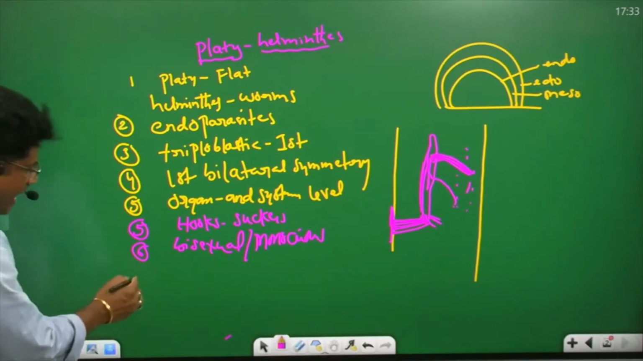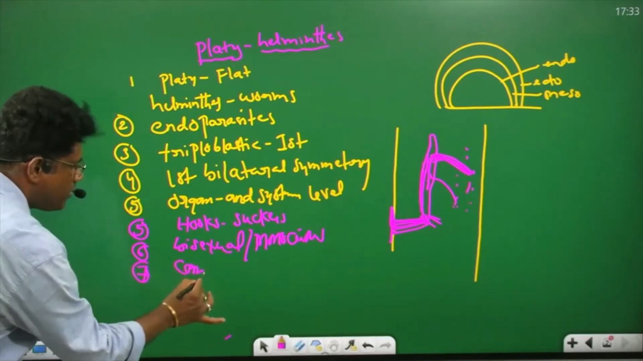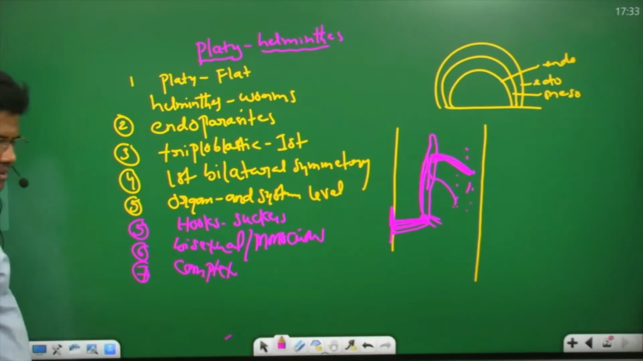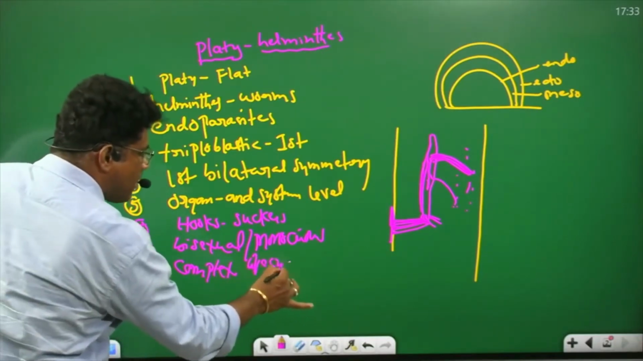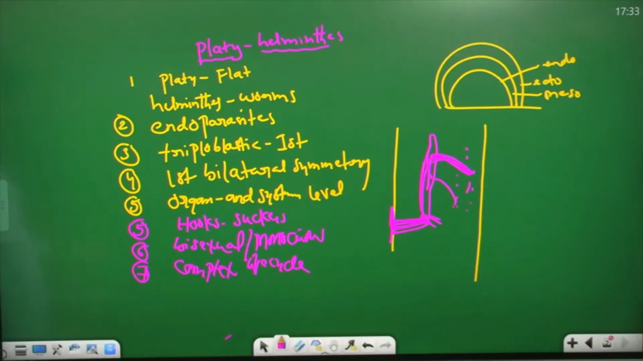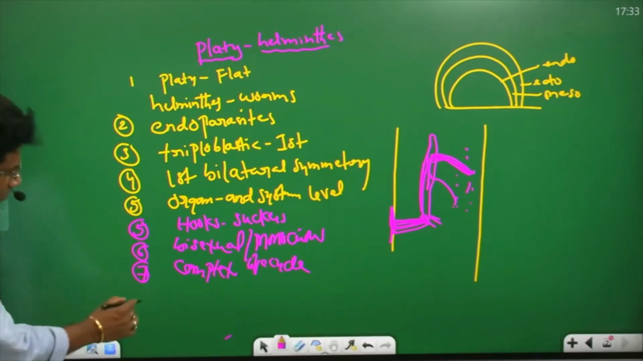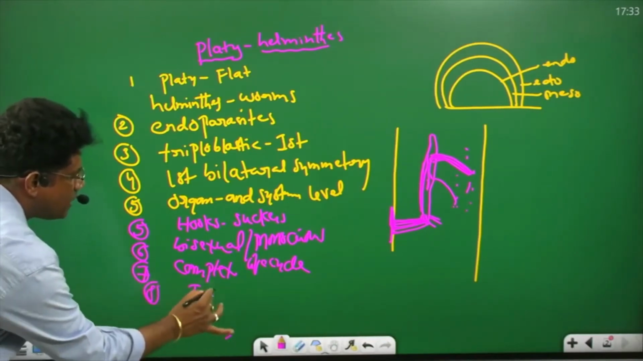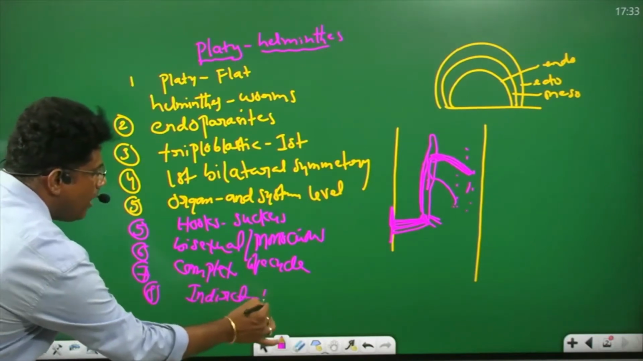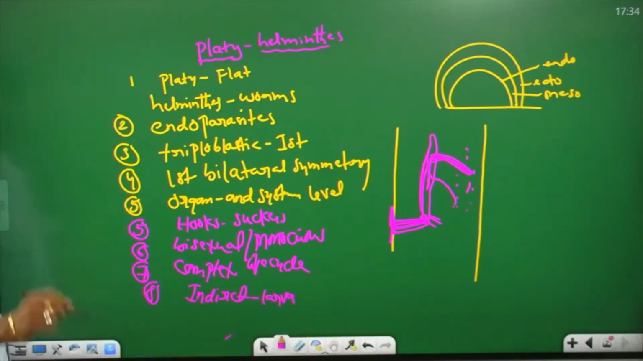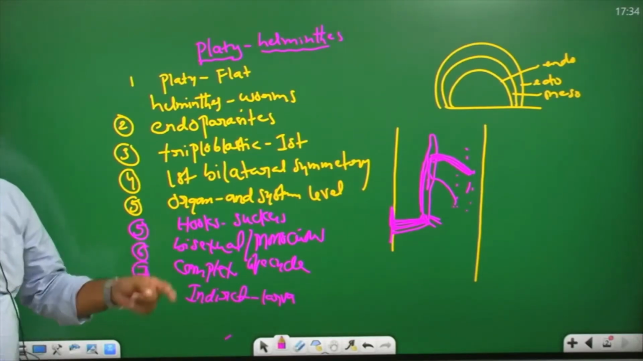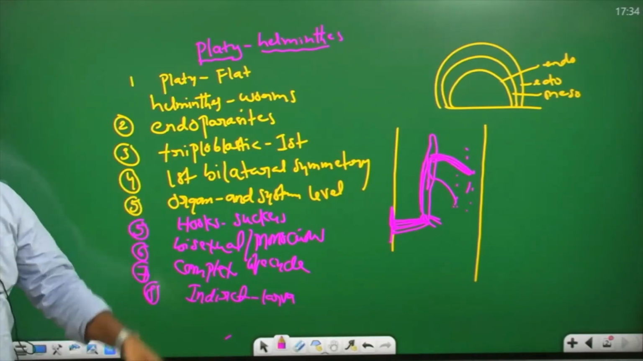Their life cycle is very complex. They have a complex life cycle because in their life history larvae are there. When larvae are there, development is indirect development. Many larvae are there, and that is called a complex life cycle. So when a larva is there, it is indirect development, and the life cycle is very complex.